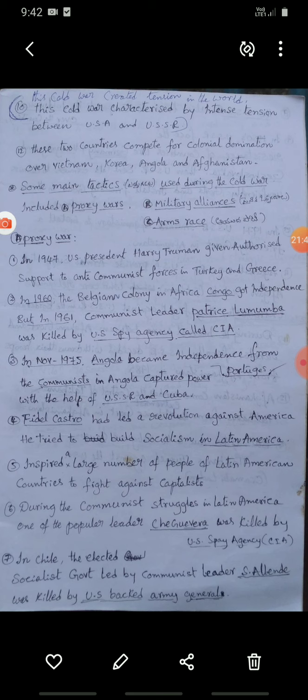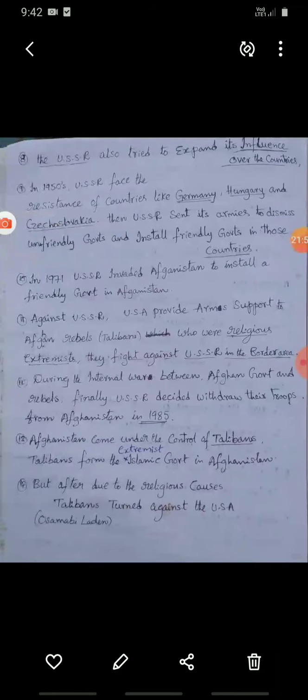One ideological group tries to curb the spread of another group. So this is mostly called a proxy war, children. The USSR also tried to expand its influence over the countries. Means one group wants to expand its influence over the other groups. So this competition with each other comes under the proxy war.